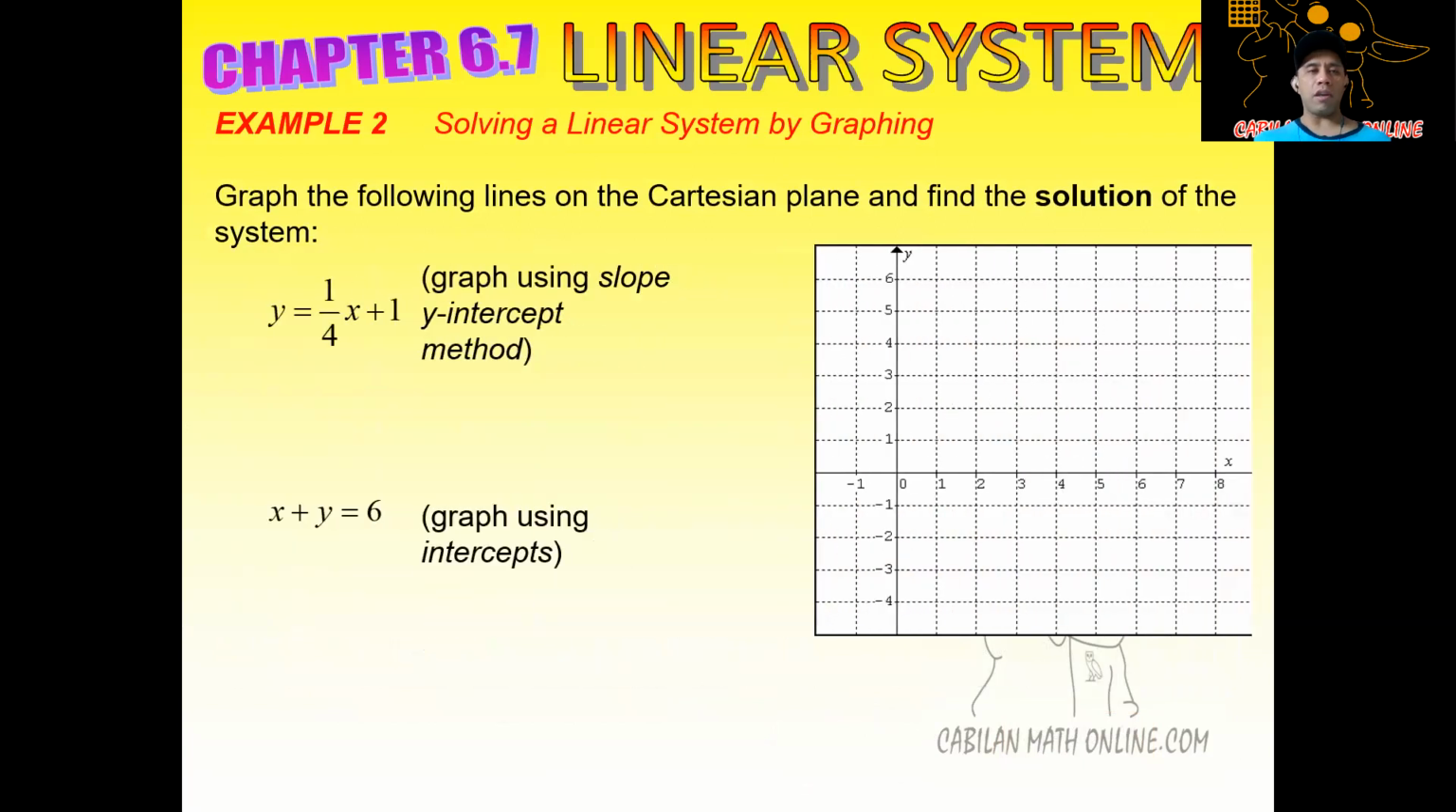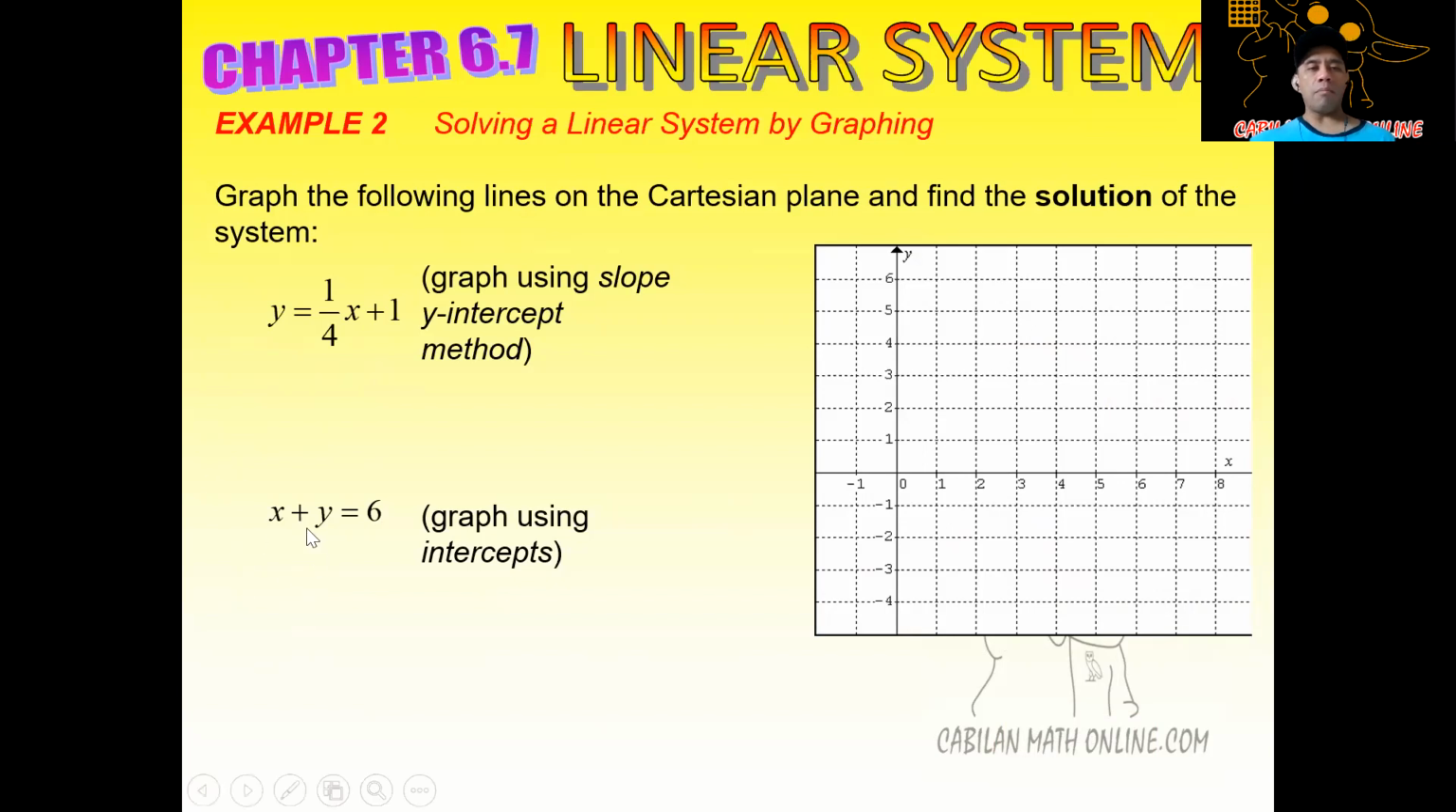For this question, it's guided for you, so you'll know exactly what method to use depending on the form you have. The top equation is y is equal to 1 over 4x plus 1. This first equation is in the form of y equals mx plus b. Anytime you have an equation in the form y equals mx plus b, you should always graph it using the slope and y-intercept method, which we'll revisit in this example.